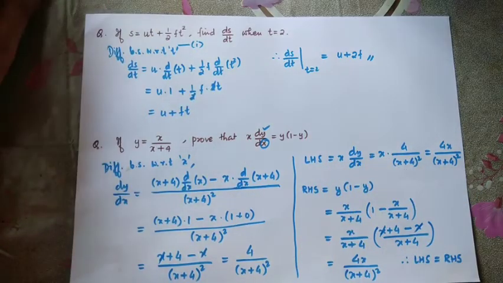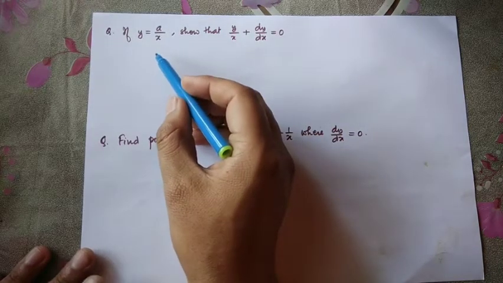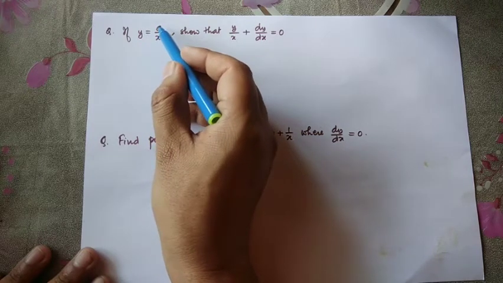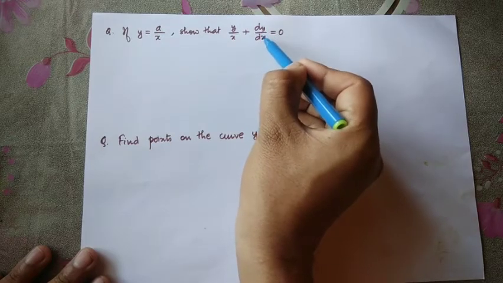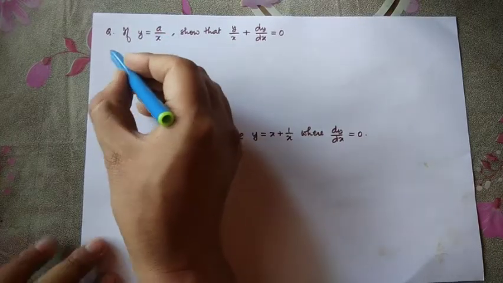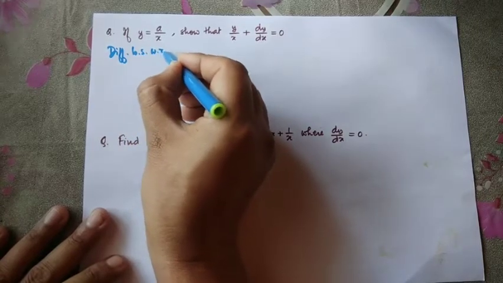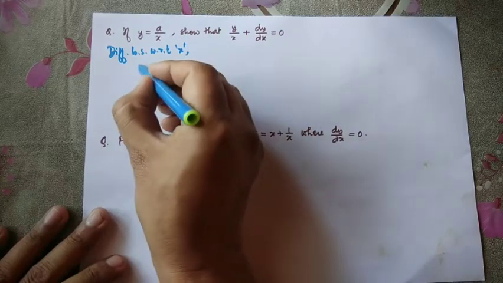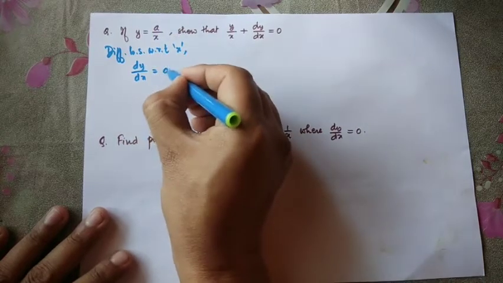So pause the video to note down. Now let us simplify this question in the very same way. y is given to be a by x, and remember this a is a constant. The only variable here is x because we are differentiating with respect to x. So we'll write given y equals a by x, then differentiating both sides with respect to x. The differentiation of y is dy by dx. This a is a constant, so it can be kept outside.